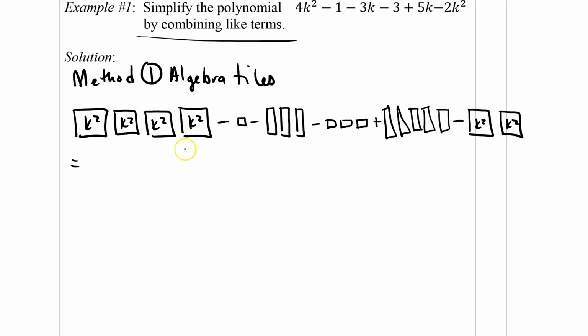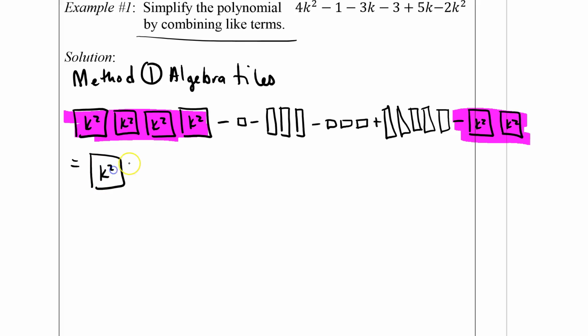So what I'm going to do is the adding and subtracting just on the same colored shapes, the same size shapes. I have 4k squareds here, but I can't forget the sign that comes before it. And I am going to subtract 2k squareds. So what is left over here is 2k squared.